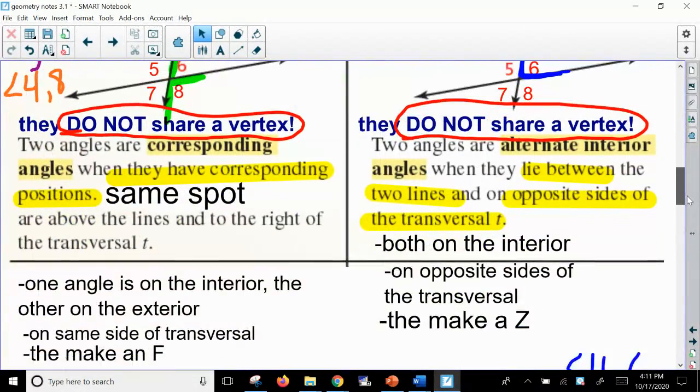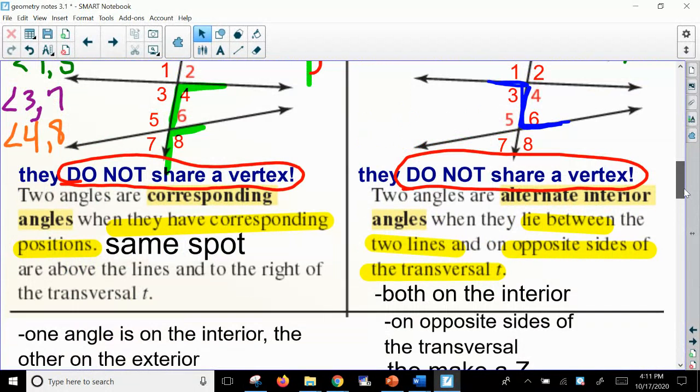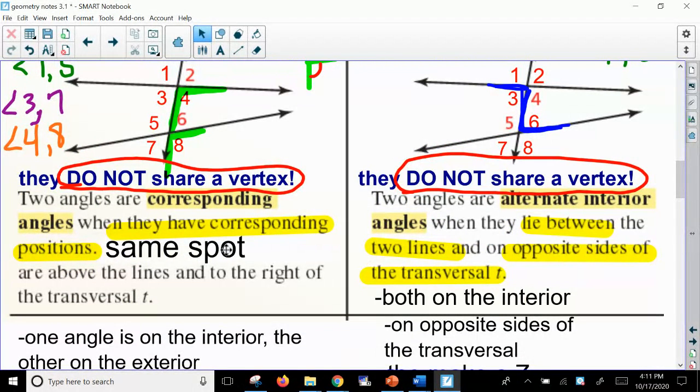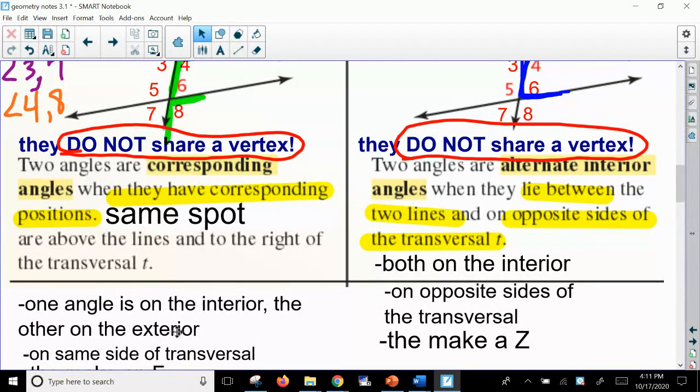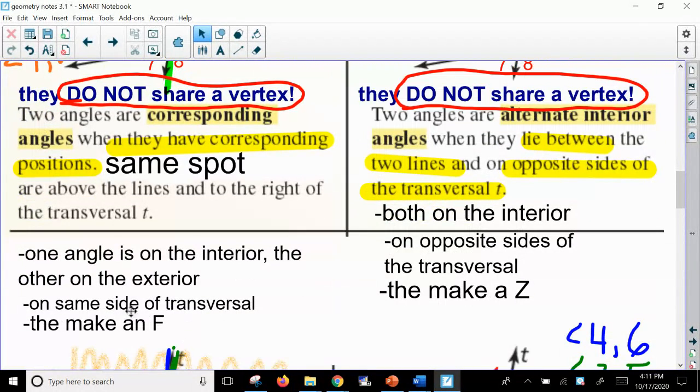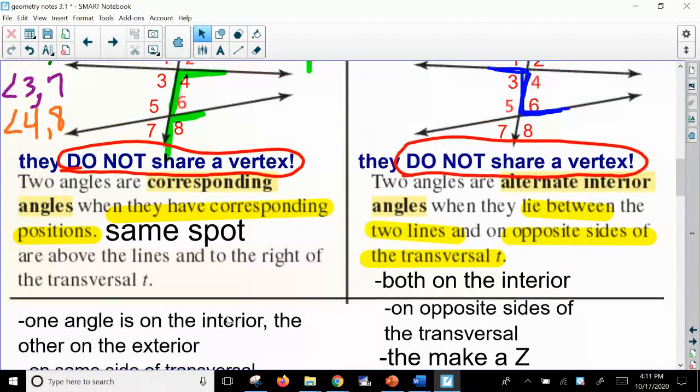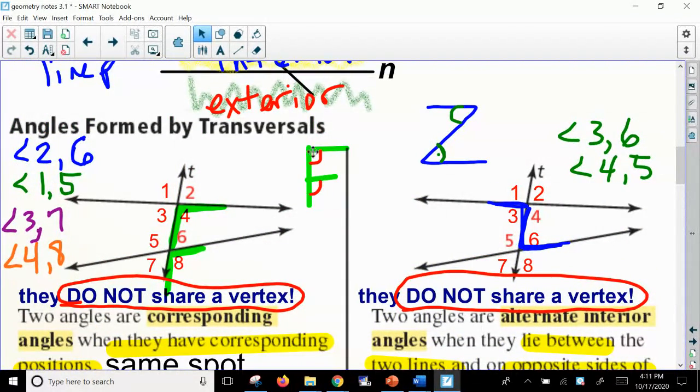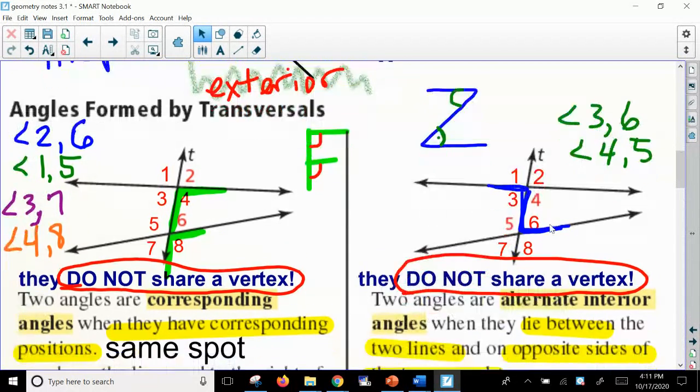Corresponding angles. So they're corresponding. That means they're in the same spot or the same position. One angle will be interior, one is exterior. They're on the same side of the transversal. Together, they kind of make an F. So I'll be looking for angles inside of an F.